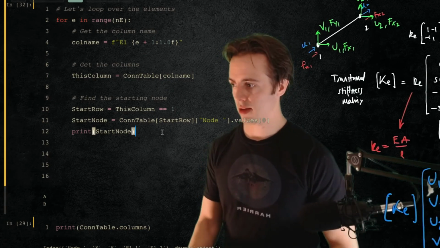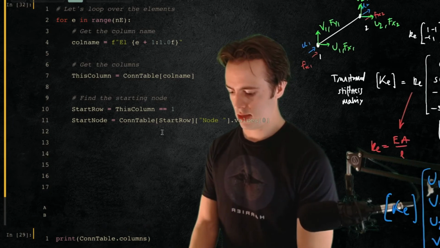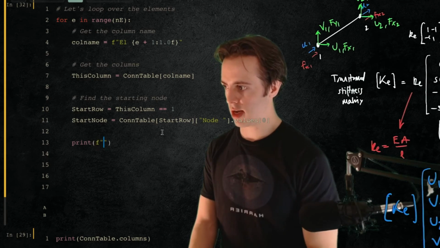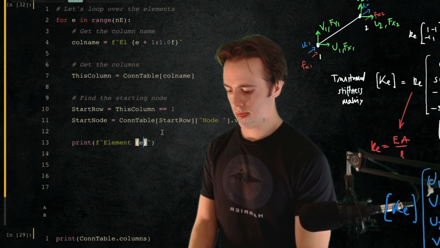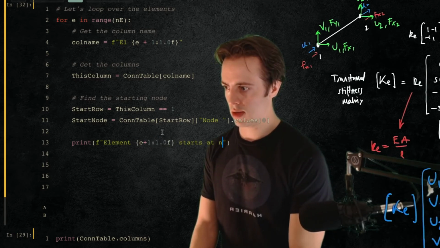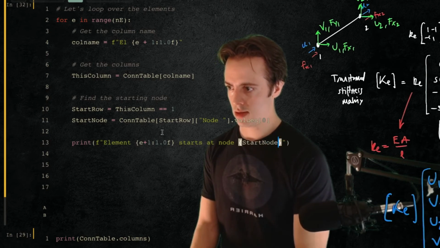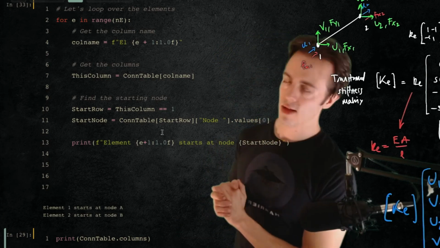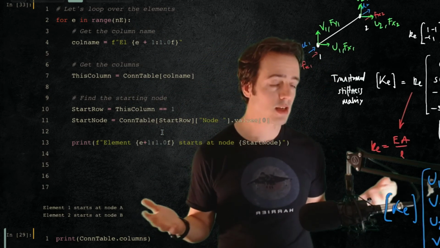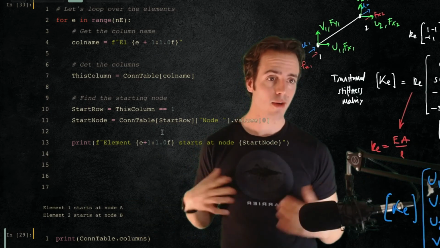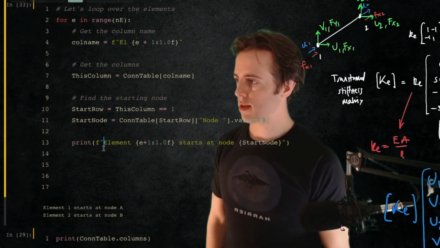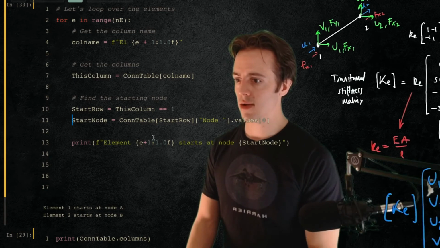And it's got it. So now I can use this logic to say print, and use an F string, elements E plus 1 starts at node start node. Element 1 starts at node A, element 2 starts at node B. Now, that was not particularly impressive what we did, but imagine you had a massive table. You could now get the starting node of every element just based around that table. You wouldn't have to manually go through and do any of it. So we can find the starting node, we can now do the end node.